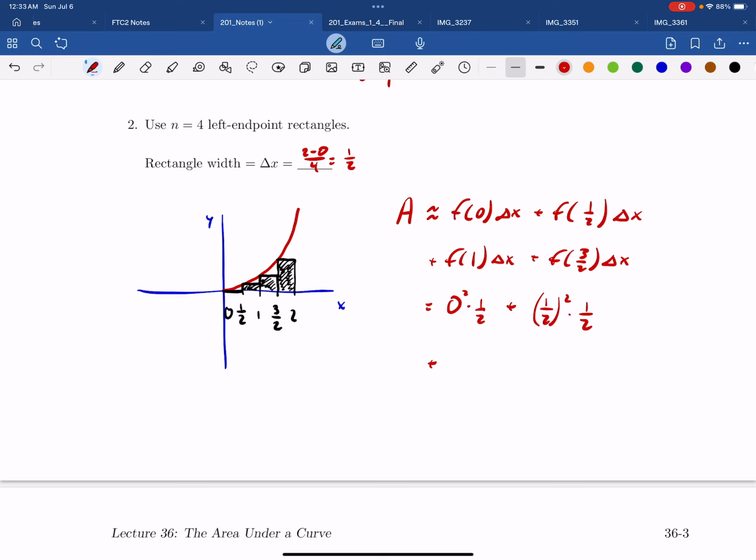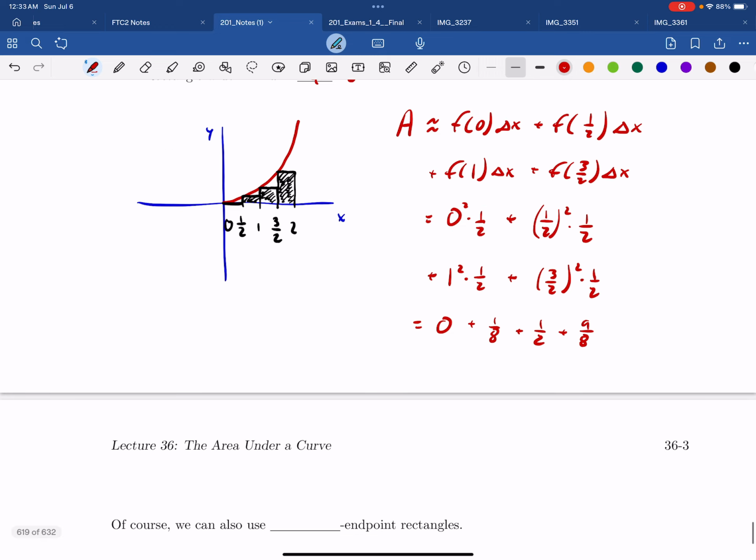plus, what do we have? 1 squared times 1/2 plus, what's that last guy going to be? 3/2 squared times 1/2. We do this out, we get 0 plus 1/8, plus 1/2, plus, was that 9/8, I think? And I'm getting 10/8, plus 4/8, 14/8, I think 7/4. I think that's correct. So the area under the curve approximately equals 7/4.